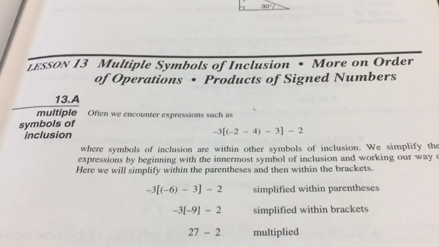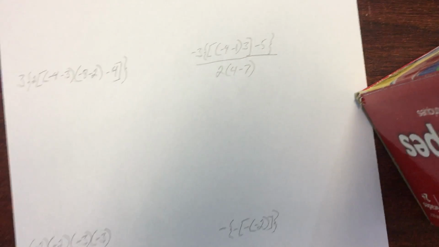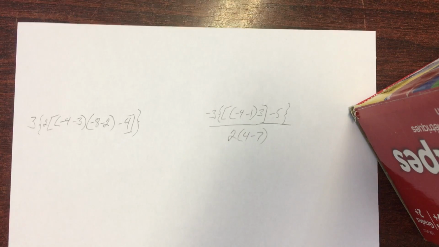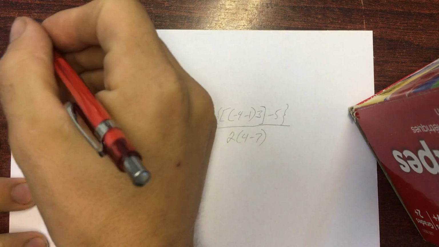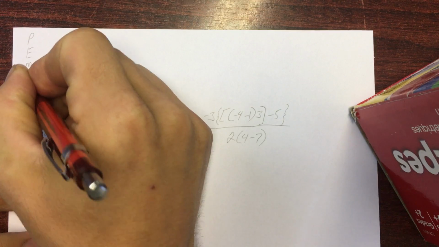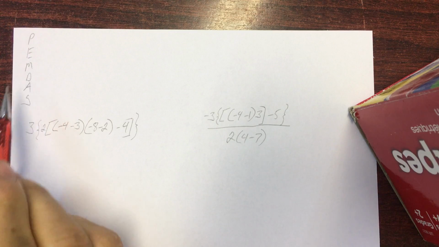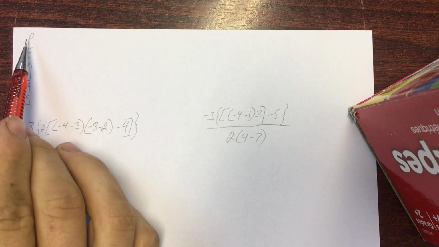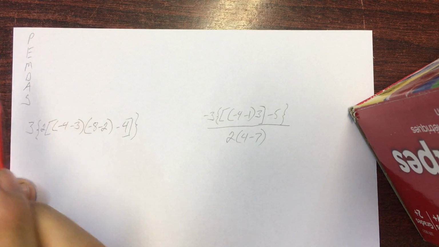Lesson 13, multiple symbols of inclusion, more on order of operations and products of signed numbers. Start with talking a little bit about some review from earlier lessons. If you remember, the correct order of operations is please excuse my dear Aunt Sally: parentheses, exponents, multiplication, division, addition, subtraction. Parentheses and exponents. So today we're talking about parentheses or other symbols of inclusion.